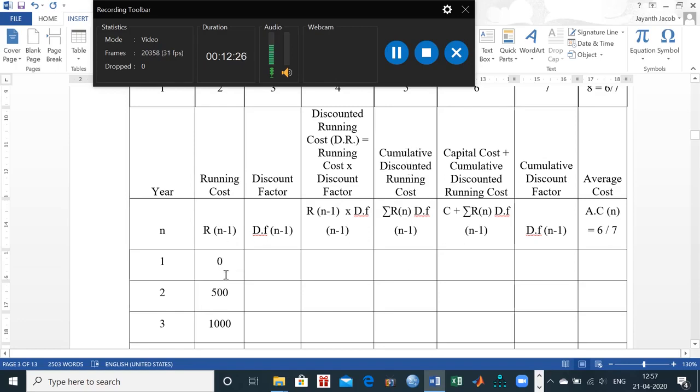In the first problem we added the previous year's maintenance cost to the next year's running cost, and consequently we had the cumulative cost going up together. And here it is capital cost plus the cumulative discounted running cost, this column plus the capital cost. Then we have the cumulative discount factor. Just like we keep accumulating the running cost, we keep accumulating the discount factor also. And then the average cost, which is the total cost, column 6, divided by column 7, the cumulative discount factor.